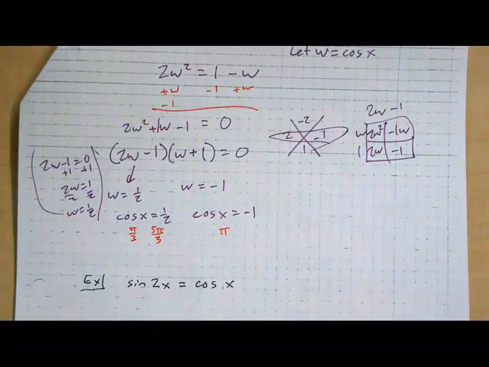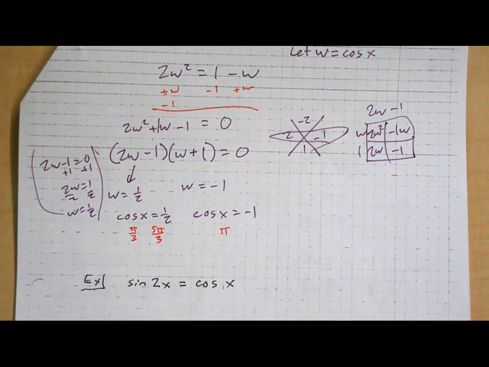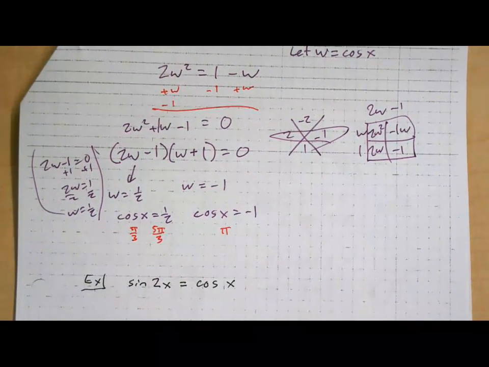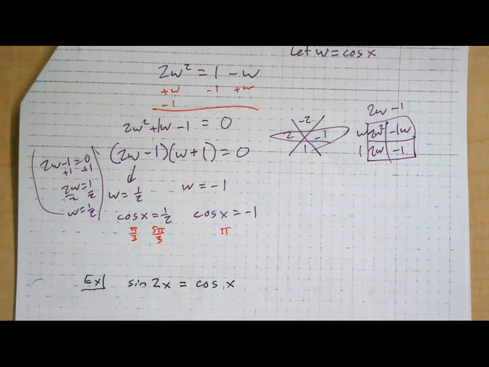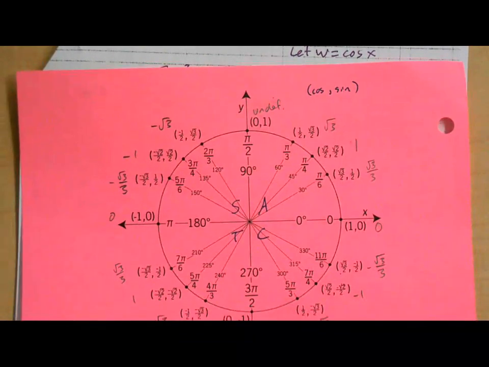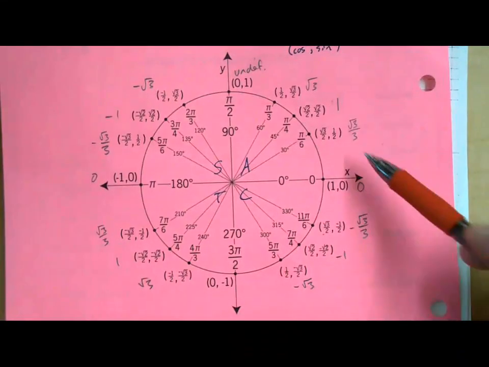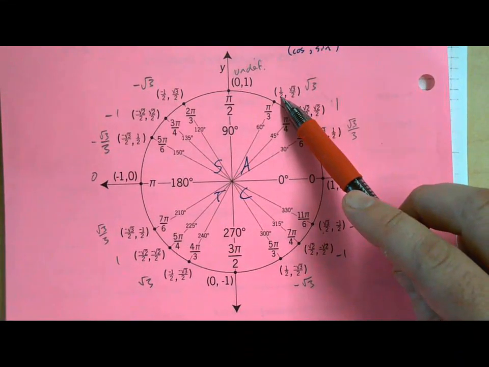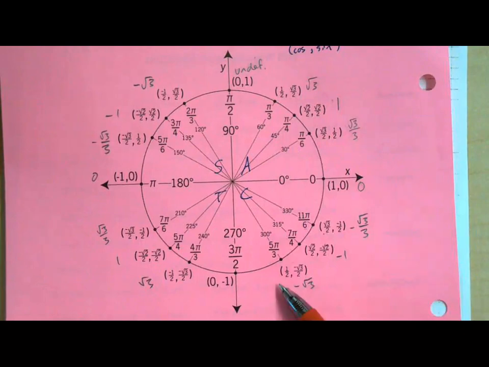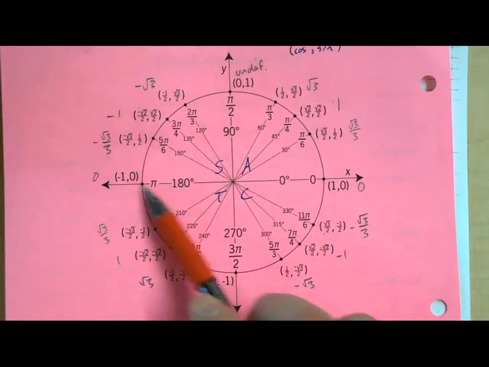I'm practicing with my memorization, so hopefully I don't miss one next time. But if you don't have these memorized, then remember you've got your wheel of fun where you can find them. So cosine is a half here at 60, or pi over 3, and also at 5 pi over 3, and cosine is equal to -1 at pi.